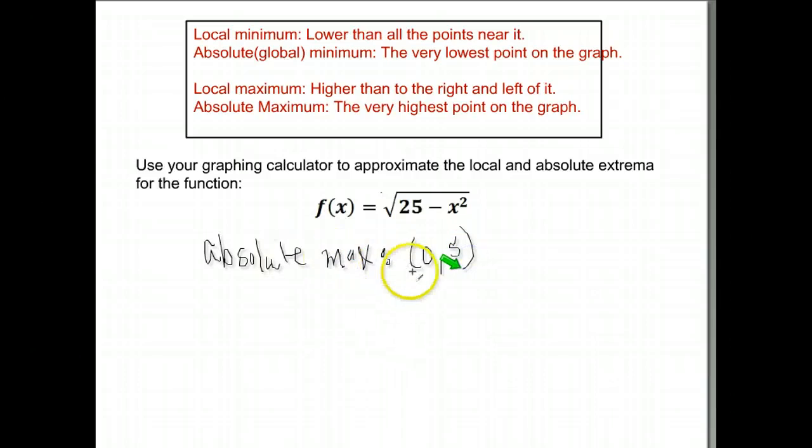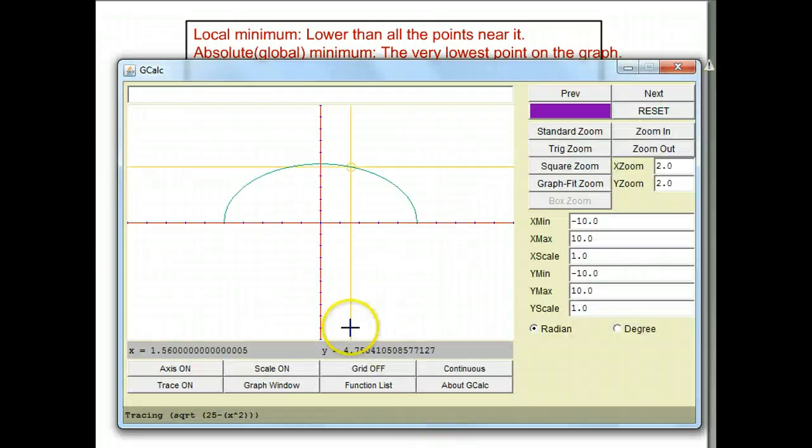Okay, and we don't just label it as absolute, it's also a relative maximum. It's higher than the points around it, and it's the very highest point on the graph. Do we have any minimum points?